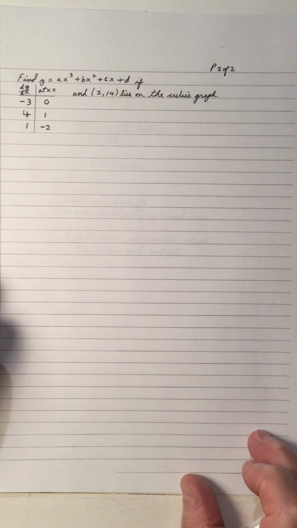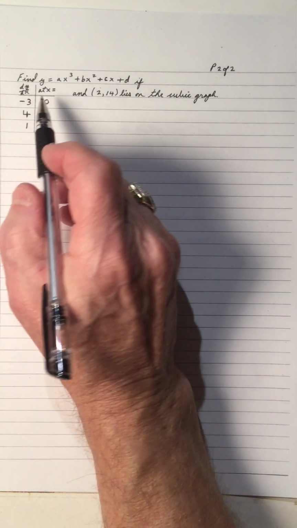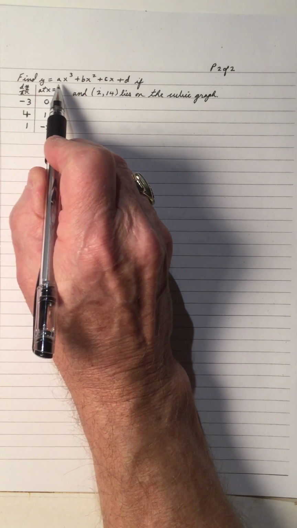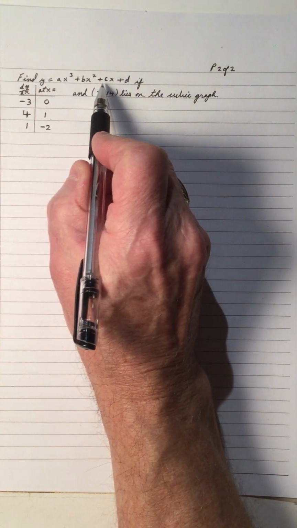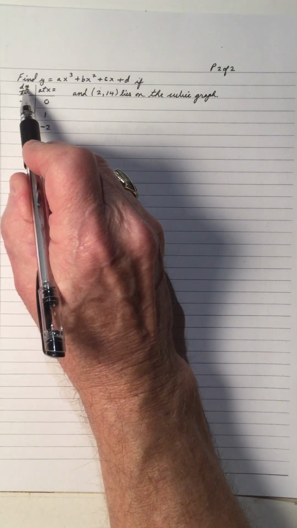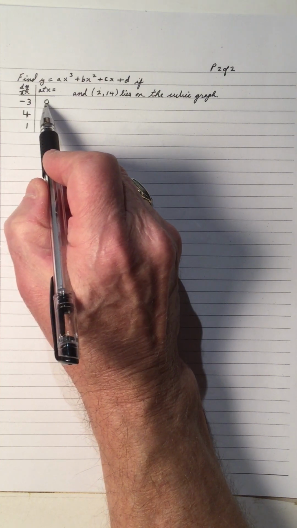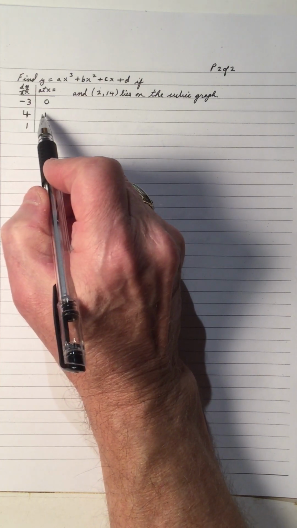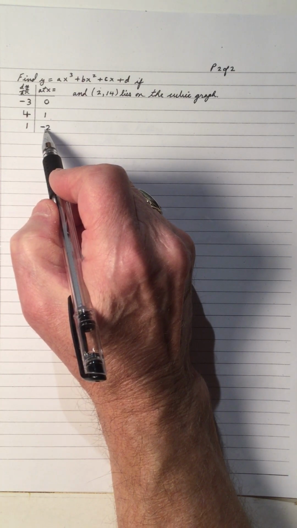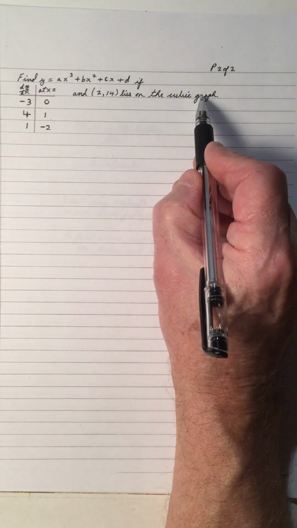I found another problem, or made up another problem that would be fitting to what we're doing now. This one is: find y equals ax cubed plus bx squared plus cx plus d. Find this equation if dy/dx is negative 3 when x is 0, 4 when x is 1, and 1 when x is negative 2, and the point (2, 14) lies on the cubic graph.